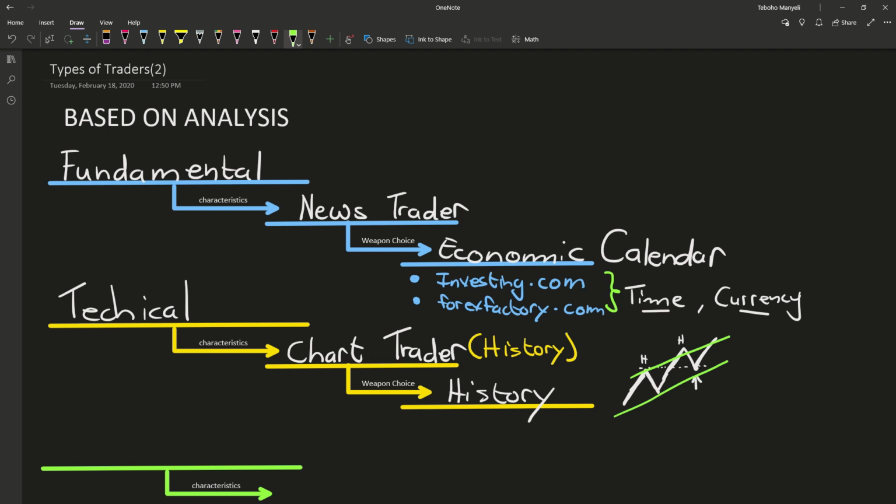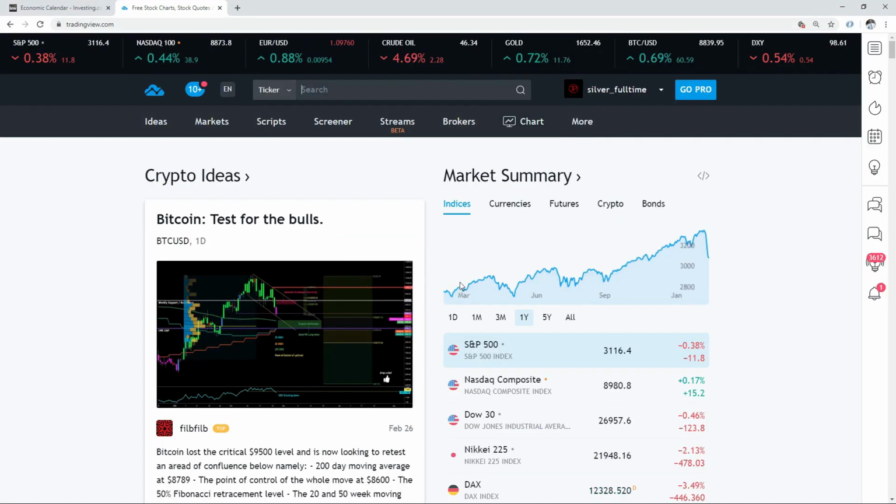I would say a great website for this type of trader is TradingView.com, because they feed off charts. You need to see charts on a daily basis. So let me show you what type of charts I'm talking about. Let's get to TradingView.com. Bam. So this is TradingView.com.